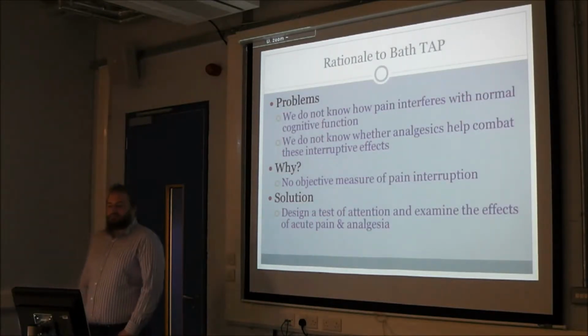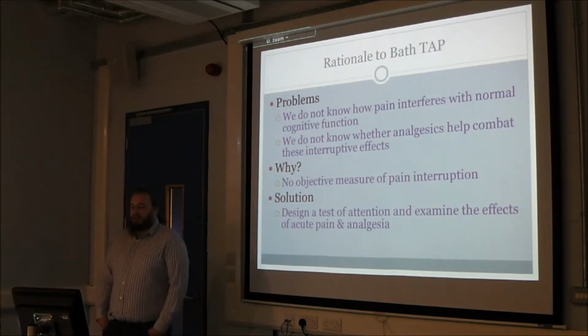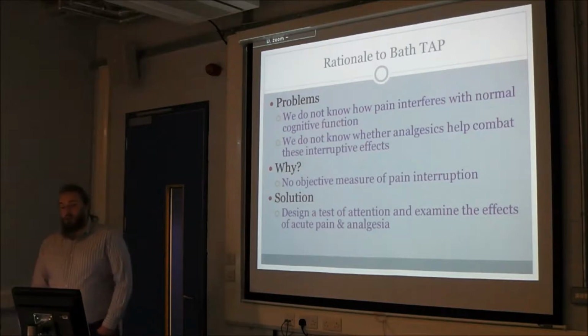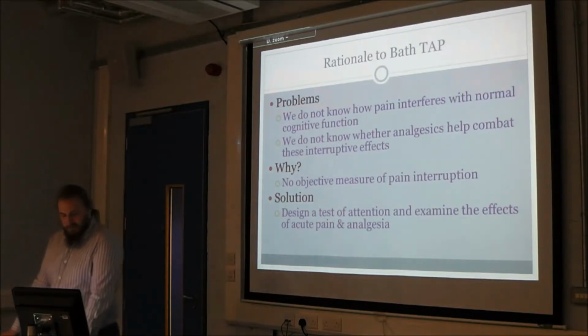The problem being is that we don't really know how pain interferes with normal cognitive function, or we didn't at the time, and we don't know whether or not analgesics help to combat these effects. The reason for this is that there wasn't a measure of pain interruption, and therefore the obvious solution was to design one.